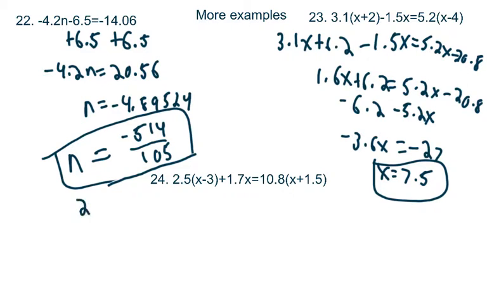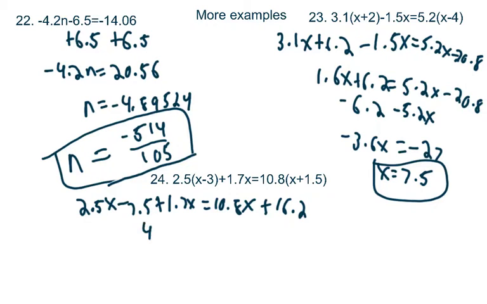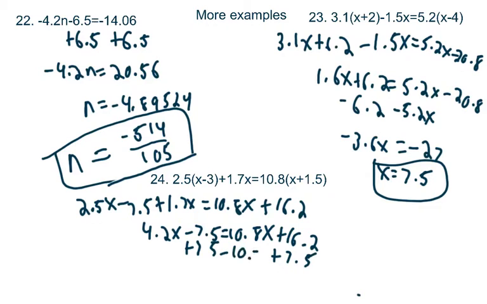First you distribute, which would be 2.5x minus 7.5 plus 1.7x equals 10.8x plus 16.2. Combine like terms would be 4.2x minus 7.5 equals 10.8x plus 16.2. Move the terms, add both sides by 7.5, subtract by 10.8x, it'll be negative 6.6x equals 23.7, and your final answer will be like negative 7.922.